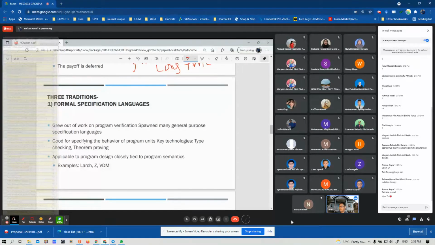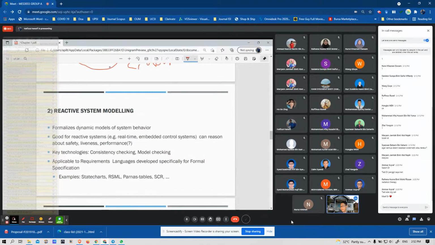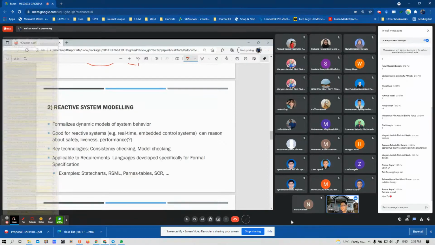Later here we see only two, Z notation and VDM. Okay, these are the only two that we see in this course. And then we have reactive modeling. Reactive modeling is basically higher level modeling that involves the system behavior, and it also involves reactive systems like real-time embedded control systems that can be a valid reasoning for safety, liveness, and performance.